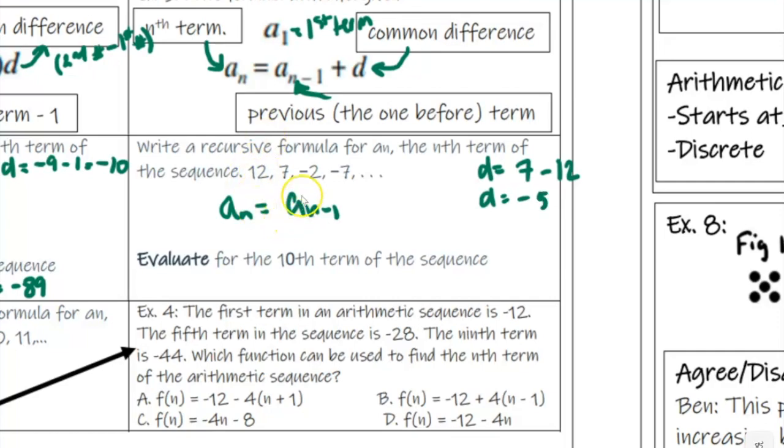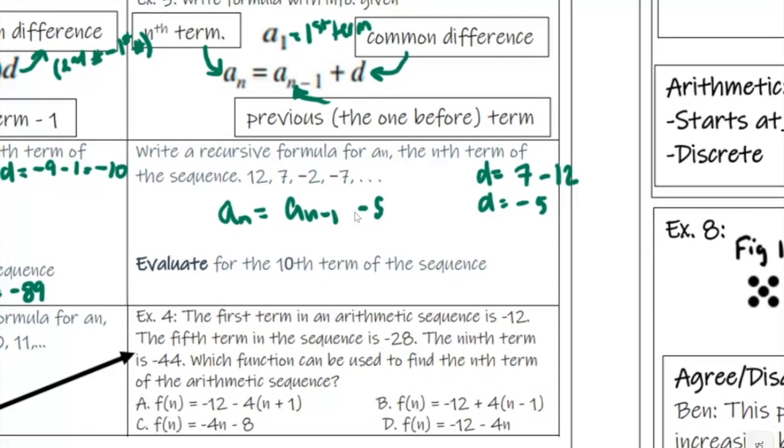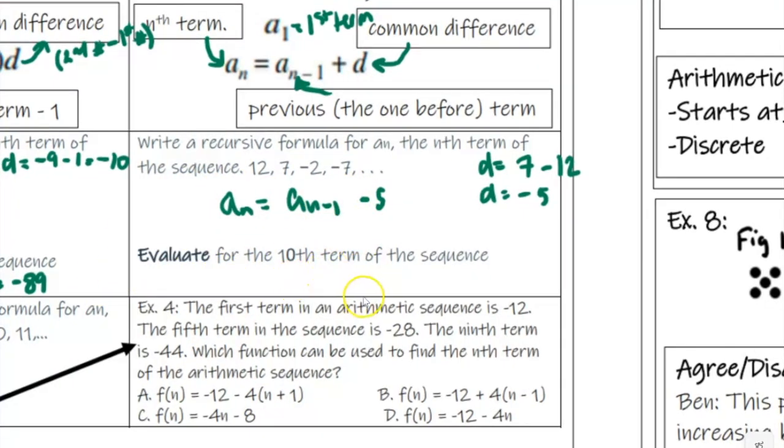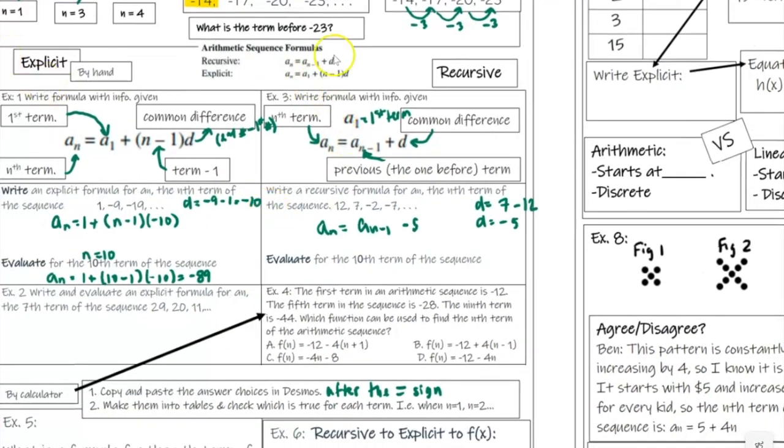Okay, so going back to the formula, plus d. So we're not going to write plus and minus d. We're going to write minus 5. It's just whatever is the common difference goes after that. Now it's asking me to evaluate for the 10th term of the sequence. Well, we know in order to find the 10th term, if this means the one before, it means I need the 9th term.